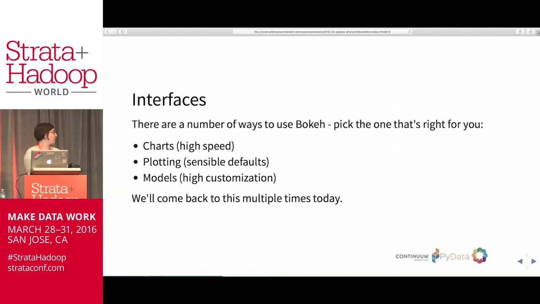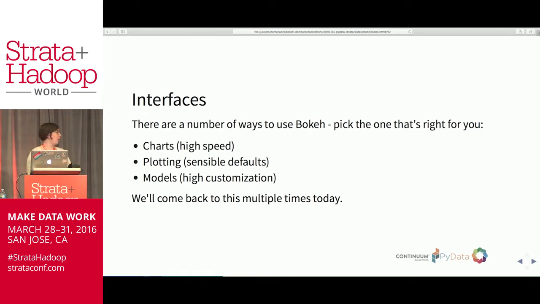So interfaces. Let's get to some meat. There are three main interfaces to Bokeh, and this can be one of the things that I think people new to Bokeh find a little bit confusing. Hopefully, we'll demystify that today. There's charts, plotting, and models. Charts is this sort of high-speed approach. We've tried to choose everything for you and do the right thing. Then there's plotting, which gives you a whole bunch more flexibility, but you have to do a little bit more work, and that's more of a sensible defaults kind of approach.